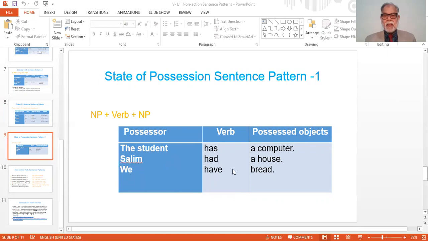This verb is has, have, or had. They are different from be verbs and linking verbs. These verbs are non-action verbs and they express possession.